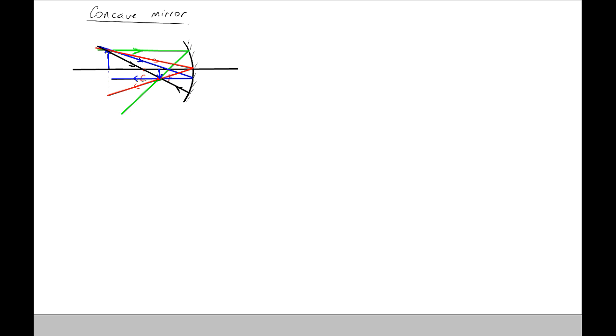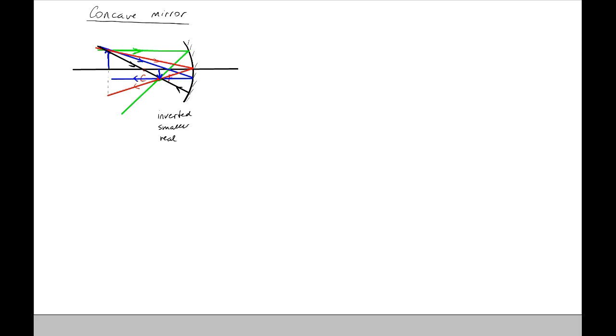So let's see what characteristics this image has. Well, it is inverted, because we started out with an arrow pointing up and we ended up with an arrow pointing down. It is smaller than the object, and it is formed on the same side as the object. So it's formed on the shiny side of the mirror, so that makes it real.